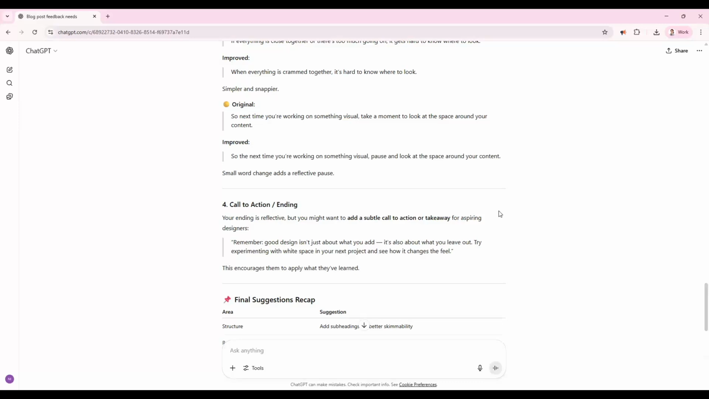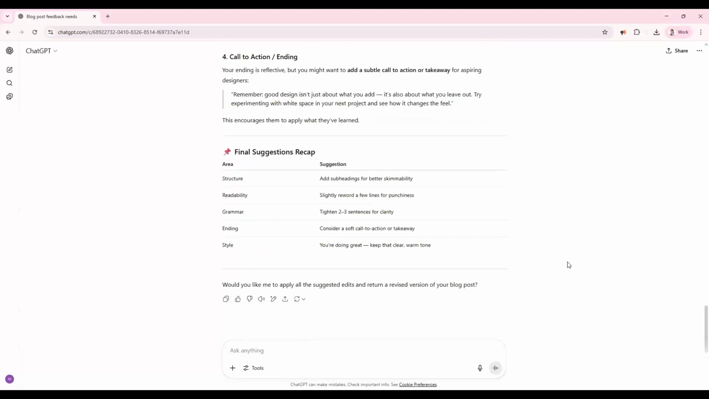So the suggestion that it has given us is, good design isn't just about what you add, it's also about what you leave out. Try experimenting with white space in your next project and see how it changes the feel. So you could write something like that, maybe put it into your own words, so that you have that stronger call to action. So that is an example of how ChatGPT can offer useful, actionable feedback. So now it's up to us to review all of these suggestions in more detail and decide which ones we are going to take on board.